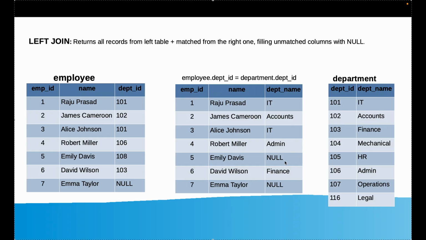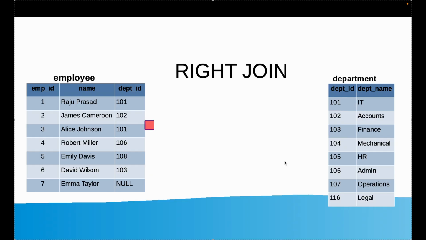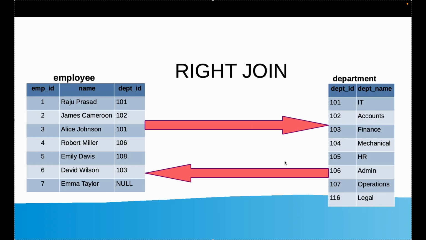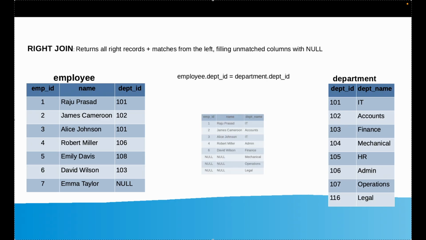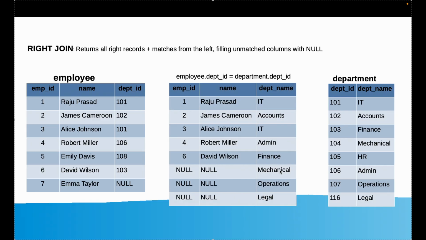Now let us look at the right join. So the right join is just the opposite of the left join. It will return all the records that are there in the right table and the matched ones from the left one, filling unmatched with null. See, similarly here, this mechanical department and operation, legal, these are not present. The department ID of these three department names are not present in the employee table. So it has returned null here. Okay, and these which are matched in the right table, see, these are all matched, so it has returned them here.